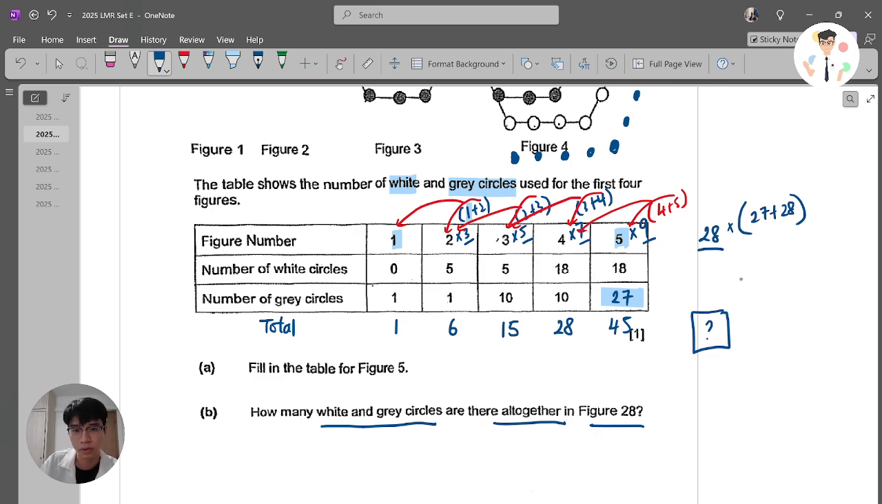So, in simple, let me look at B. 28 times 27 plus 28. 27 plus 28 gives you what? Gives you 55. So 28 times 55 gives you what? And the answer is 1540. That's it. You are done for this question.